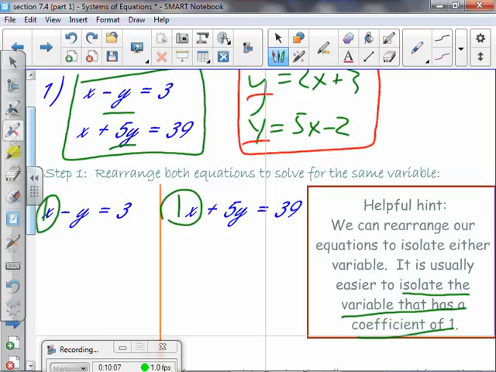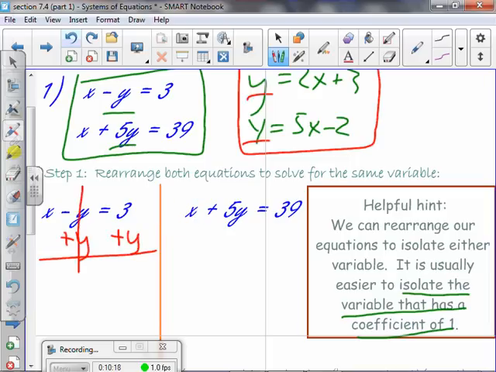We want x by itself, so what we're going to do is just add y to both sides. And look what I have here. These y's will cancel out because they add up to 0. x is equal to y plus 3.